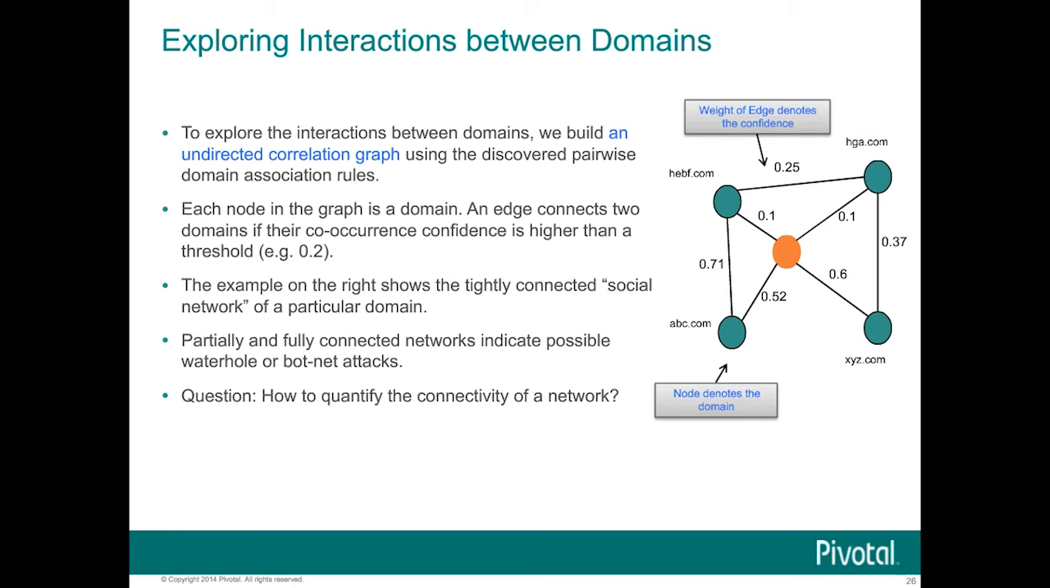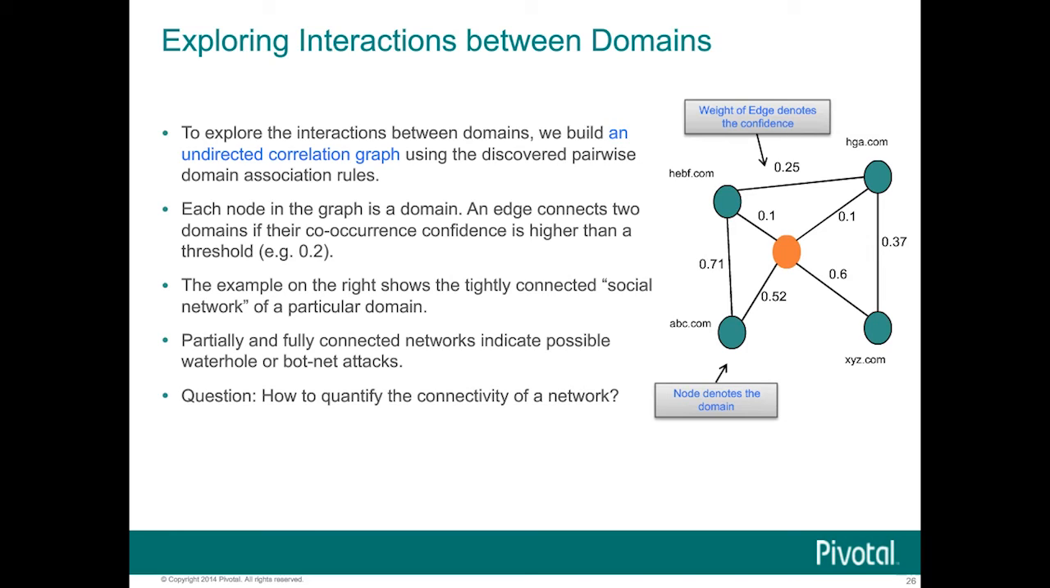That is, if two domains have a confidence greater than a threshold, only then do we create an edge between those domains. So for all the domains in your network, first we build this huge graph and create all the edges between any pair of domains. The example on the right shows the tightly connected social network for a particular domain. Once we have the social network, the next thing we do is find clusters in this graph, that is, partially and fully connected subgraphs that could possibly indicate waterholes or botnet attacks.